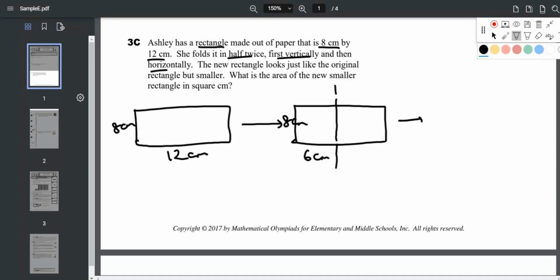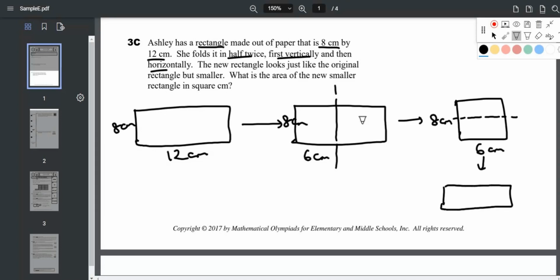Then she folds this paper horizontally. So now the latest length is 6 centimeter and width is 8 centimeter. Now she folds this by horizontal. So finally, ultimately she gets a rectangle which is very much similar to the original one, but the length is no more 12, it is 6 centimeter, and breadth is no more 8, that is 4 centimeter. The question is, what is the area of the new smaller rectangle?